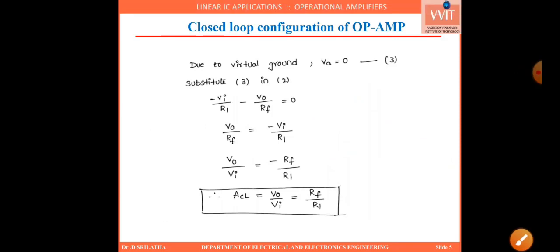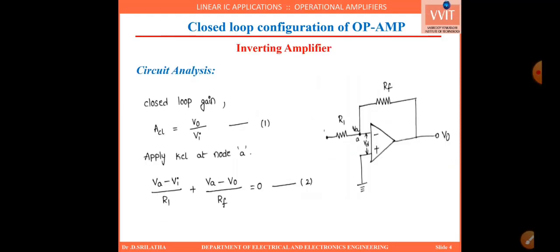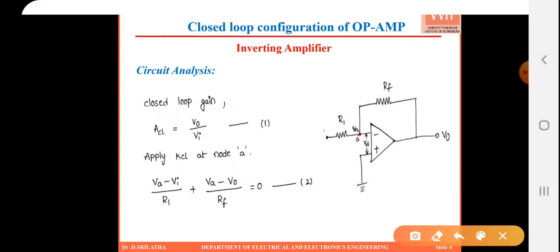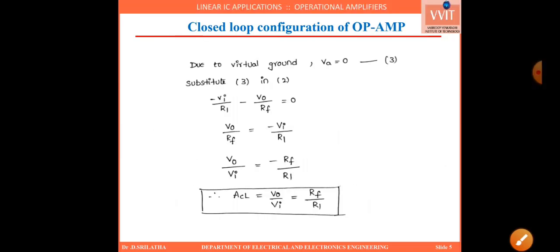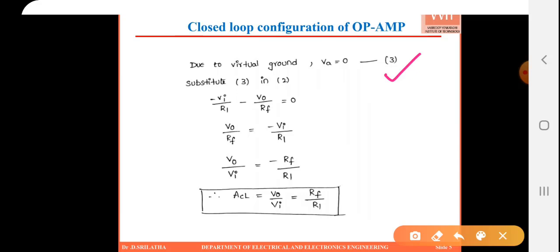Then, as we know that due to virtual ground, what is virtual ground here? This is point A and this is point B. B is directly grounded, so VB is equal to 0. Since this is the virtual short, virtual ground, VA will be equal to VB, and we know that VB is grounded, so VB is also 0. So according to virtual ground, VA is equal to VB, that is equal to 0. So due to this virtual ground, VA is also 0.